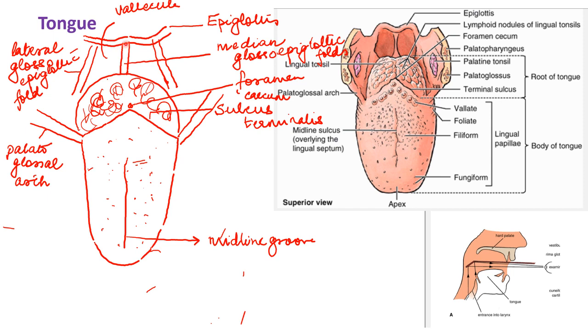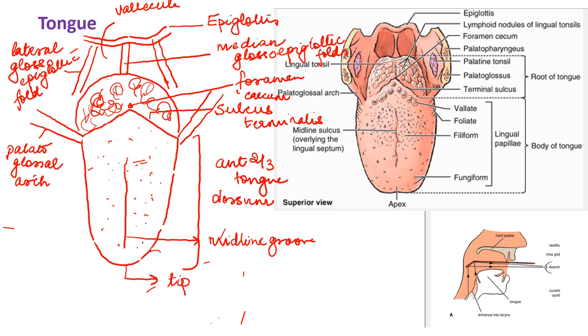But for ease of learning, we say that the epiglottis is connected to the pharyngeal part of the tongue by means of a median glosso-epiglottic fold and the lateral glosso-epiglottic folds, and in between them is a depression which is known as the vallecula. So this is the anterior two-thirds of the tongue, which also forms the dorsum of the tongue, which is what you're seeing when you're protruding your tongue out. This is the tip or the apex of the tongue.